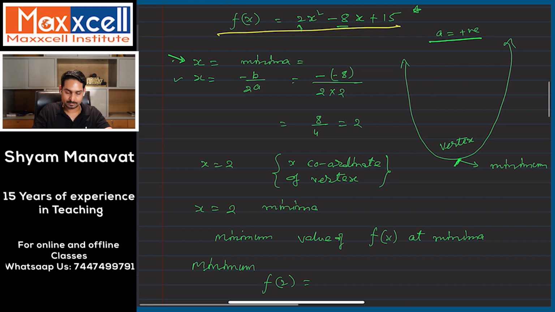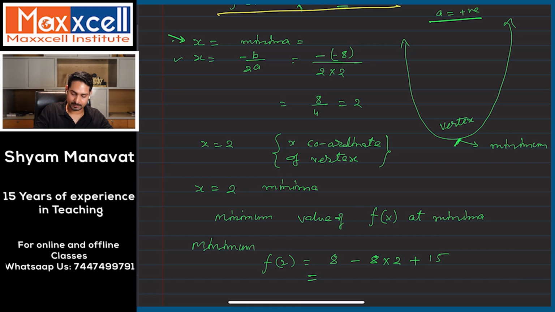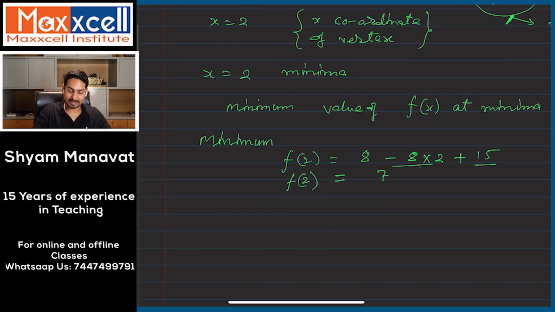Now, if you substitute 2 in this given function, you will have 2 into 2 square, which is 8, minus 8 into 2 plus 15. Okay, simplify this further. What you have here? This is 16. So minus 16 plus 15 is -1. 8 minus 1 is how much? 7. So what is the value of f of 2? That is 7. So what is the minimum value for the function? Minimum value for the function is 7.